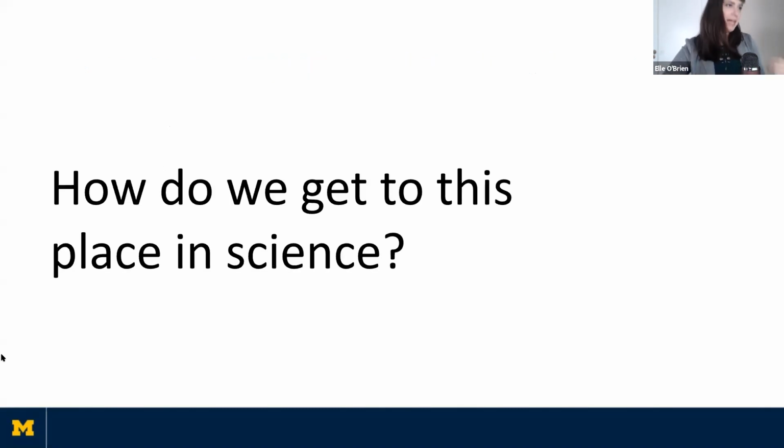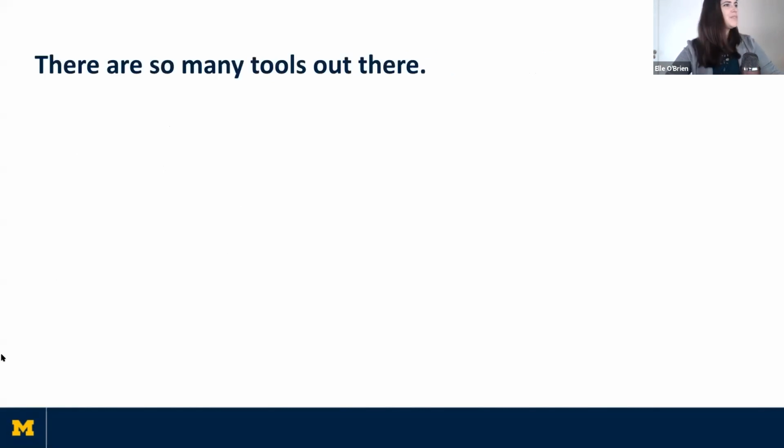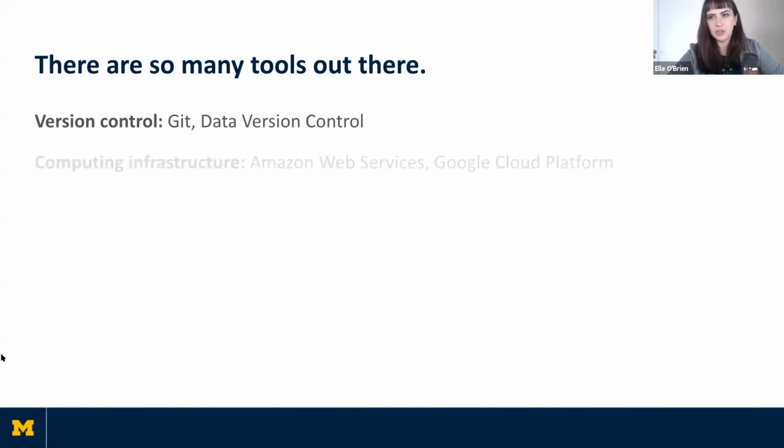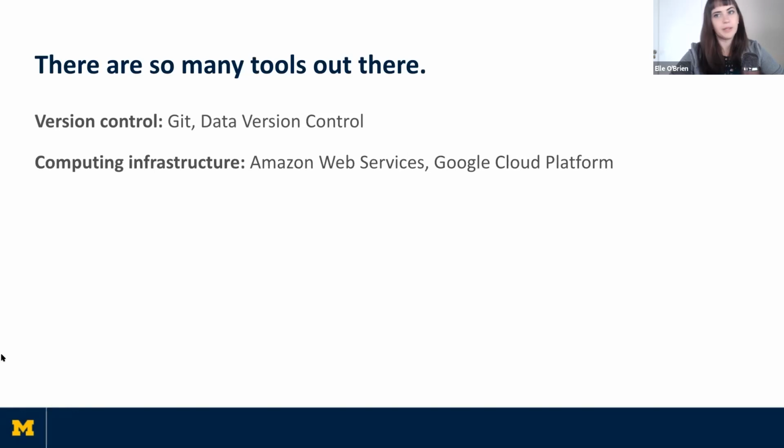So how do we get to this place in science, if you agree with me that this is even the place we should go? There are so many tools out there. There's version control, many choices there. Git's my favorite, but there are others. Computing infrastructure is getting cheaper every year, and I am starting to see more and more labs that build everything into cloud compute.